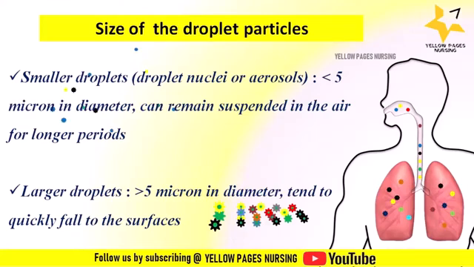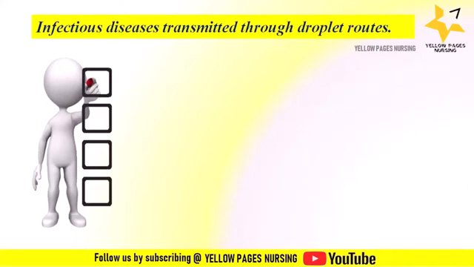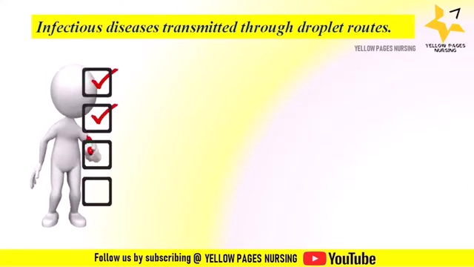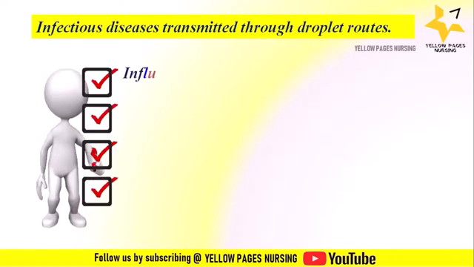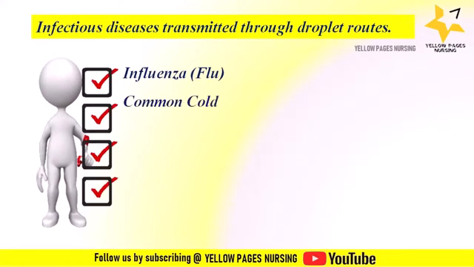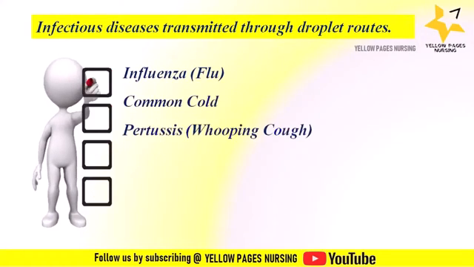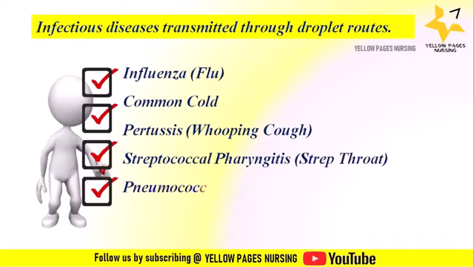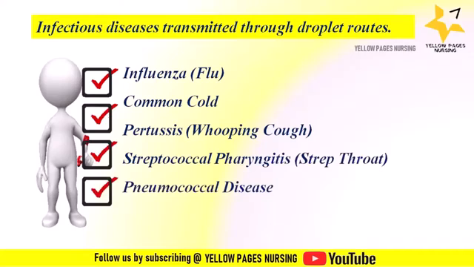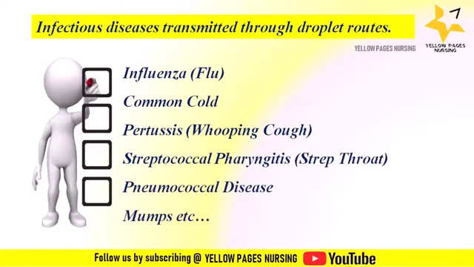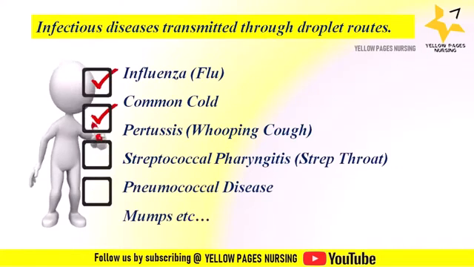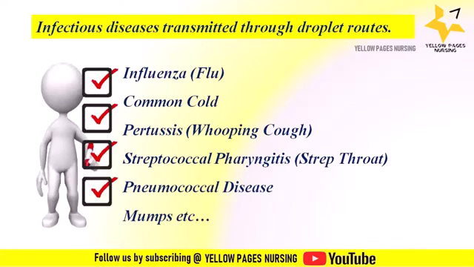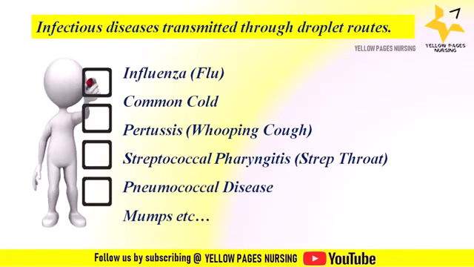Next comes infectious diseases transmitted through droplet routes. This includes influenza or flu, common cold, pertussis, that is whooping cough, streptococcal pharyngitis, pneumococcal disease, mumps, etc. All these mentioned diseases spread through respiratory droplets when an infected person coughs, sneezes, or talks.